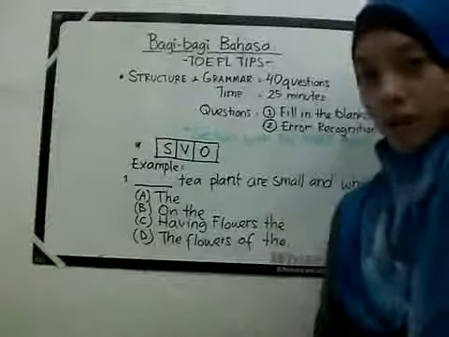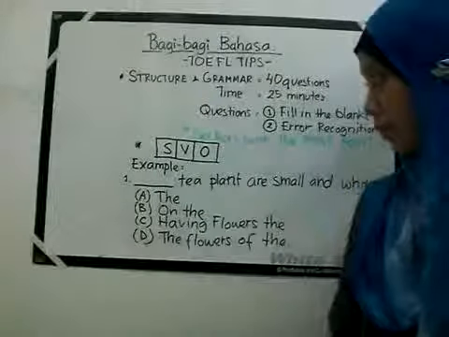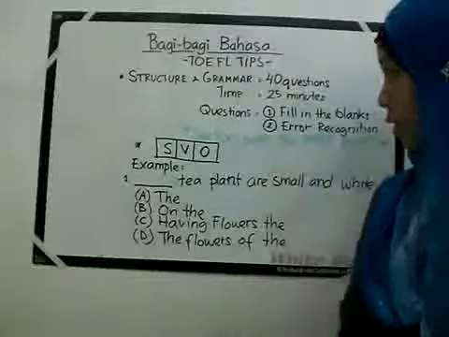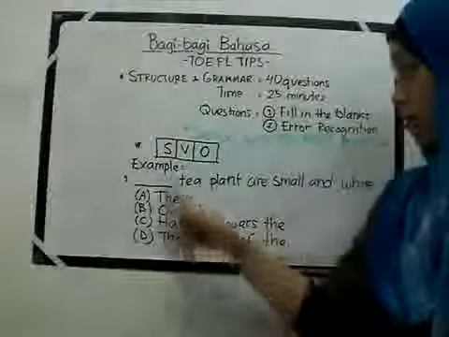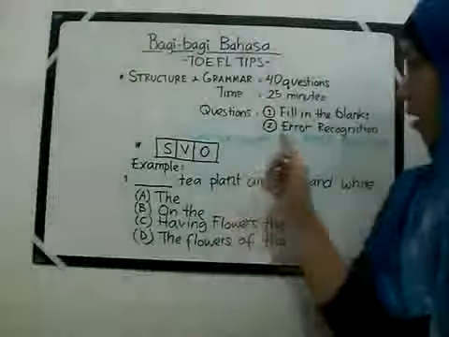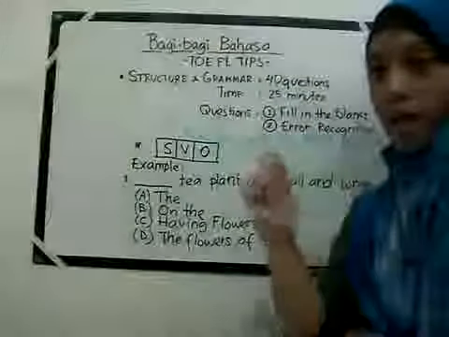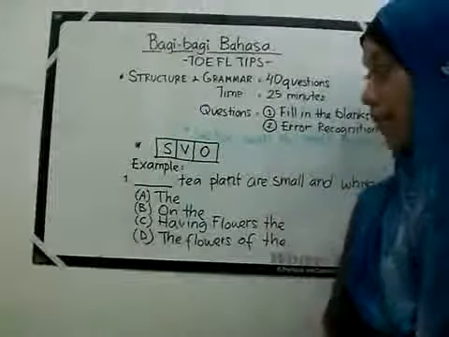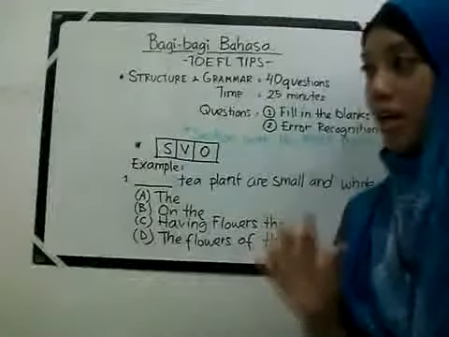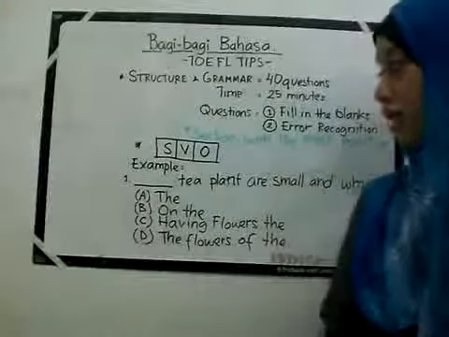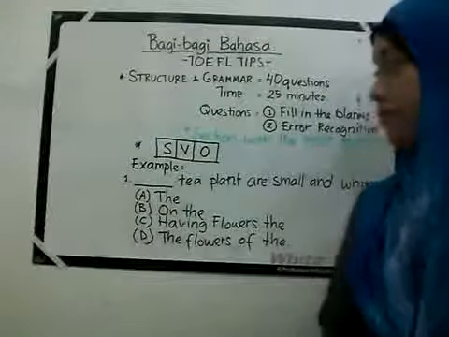Oke, ada tipe soal apa aja sih dalam structure and grammar? Ada 2 bagian utama, yaitu fill in the blanks yang contohnya seperti ini, dan kedua adalah error recognition, atau kita harus melihat mana kalimat yang salah, bukan kalimat, tetapi bagian mana dari kalimat yang salah.